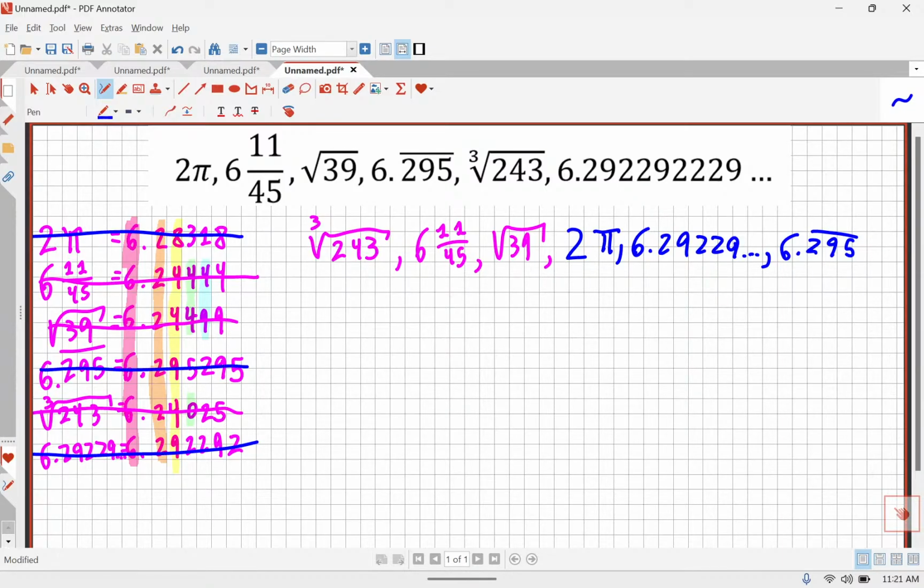Bennett, is 2 pi rational or irrational? It's irrational because it's got a pi. Is 6.29229 rational or irrational? Irrational because it's a stupid number pattern. 6.295 repeating, is that rational or irrational? It is rational because it is a repeating decimal, which is a side effect of it being able to write as a fraction of integers.